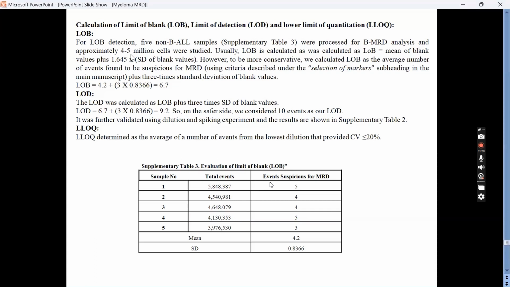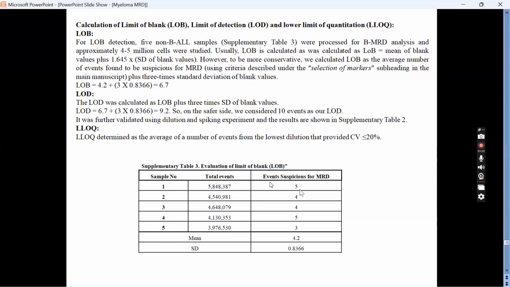If you're acquiring 2 million events, you acquire the 2 million cells, and usually LOB is calculated as the mean of blank, as I told you. So when you are acquiring for 5 samples, these are 5 non-BMRD samples, and I have a policy of acquiring 4 million events for my BMRD. Now every time I acquire more than 4 million, or in and around 4 million.